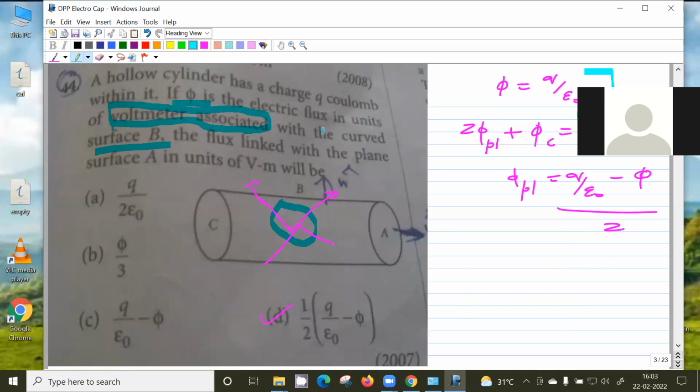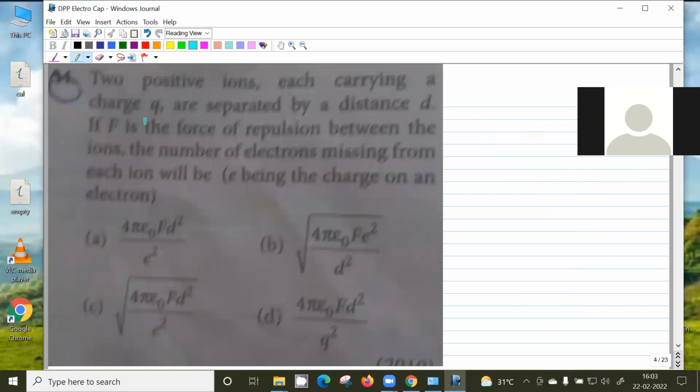Okay, fine. Right. This one: two positive ions each carrying a charge Q are separated by distance B. This is also a trivial question.